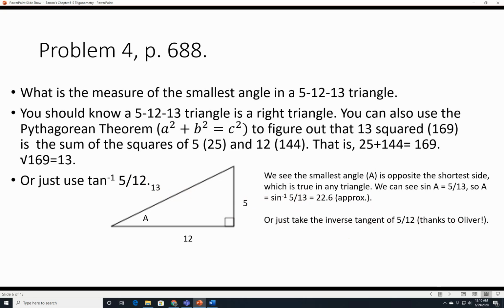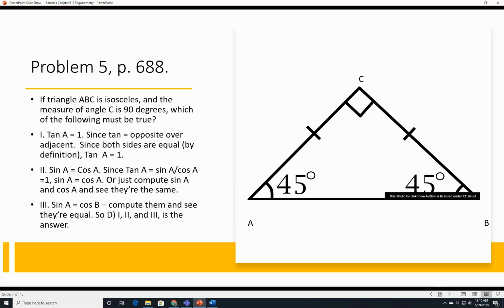Anyway, problem 5, page 688. If triangle ABC is isosceles and the measure of angle C is 90 degrees, then you know it's a right isosceles triangle, which hopefully you'll know immediately is 45, 45, 90, since if two sides are the same, the opposite angles also have to be the same, and if one is 90, each of these has to be 90 over 2, or 45. So tangent of A equals 1.